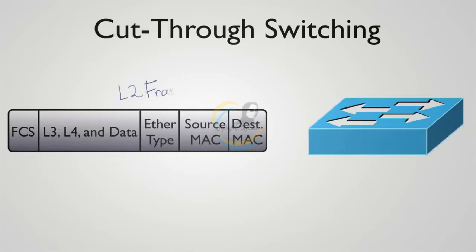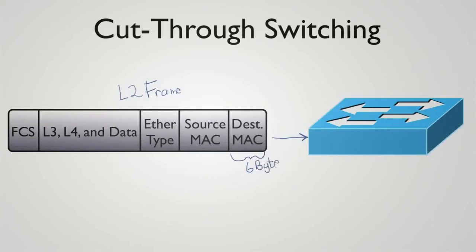It's simplified because I didn't bother to show a few bits that are leading up to the frame called the preamble, and I grouped together the layer 3 and the layer 4 headers and the data. But in general, this is the basic structure of a layer 2 frame. And as soon as this frame begins to go in, the switch is going to look at this MAC address. Remember how big the MAC address is? It's 6 bytes in size, 48 bits.